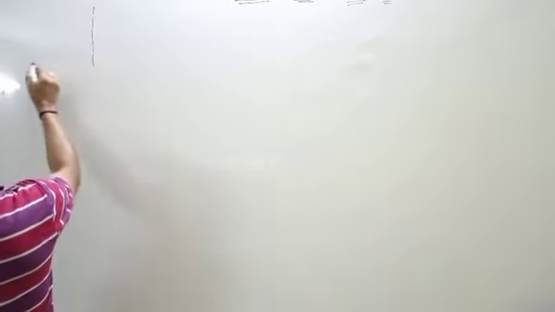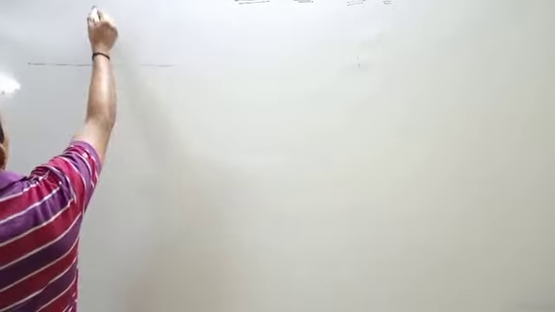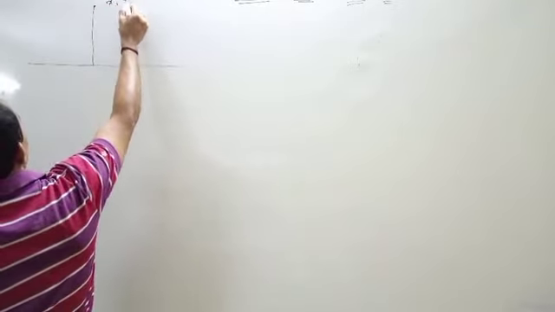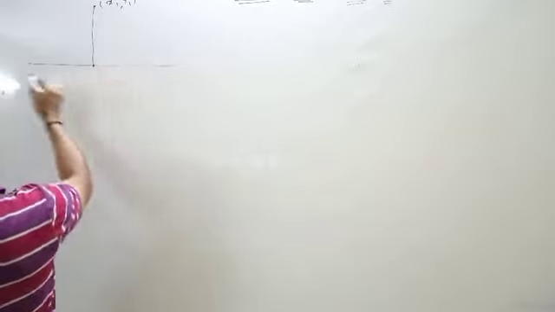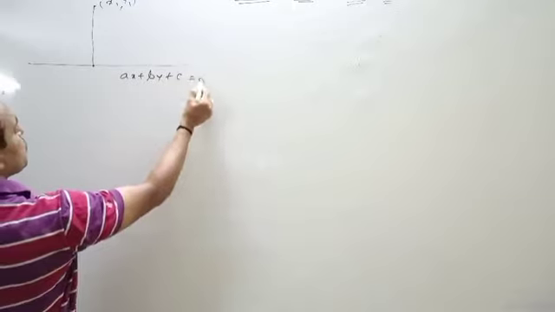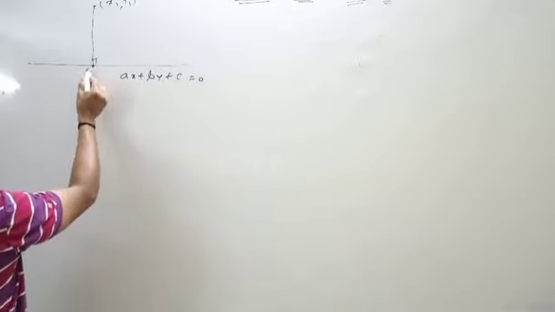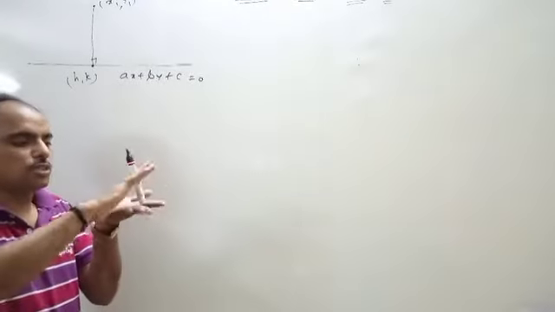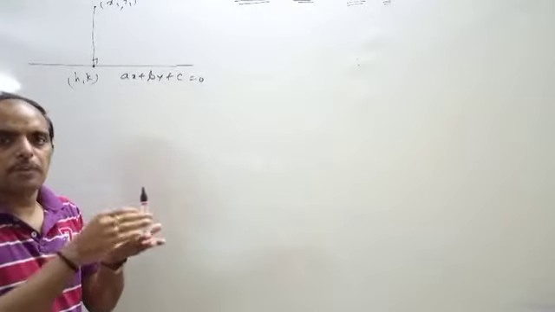In the previous class I discussed the foot of perpendicular. That is one of the very important concepts for the intermediate public examination also. Suppose here is the point (x1, y1) and the line equation is ax + by + c = 0. And this is called the foot of perpendicular.